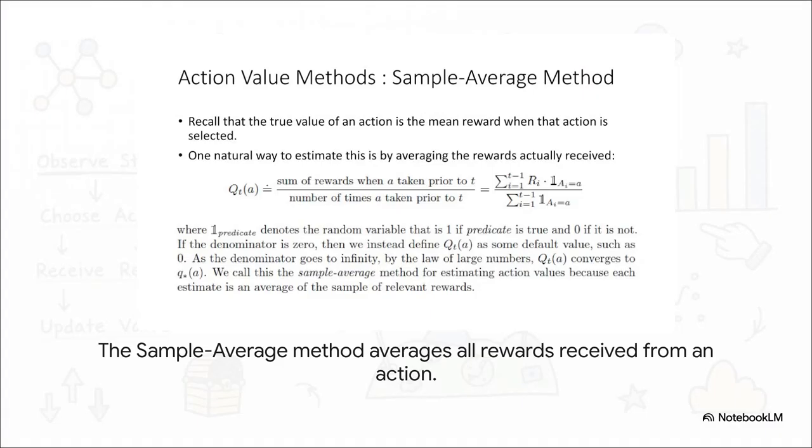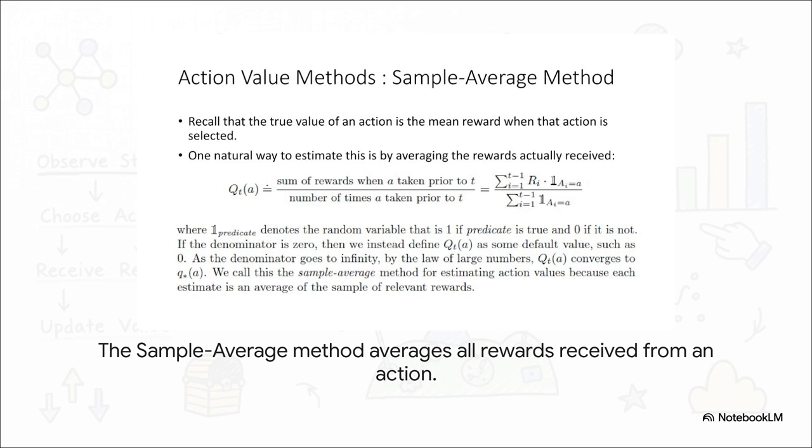So how do we actually calculate this thing? Well, the simplest way is called the sample average method. Now, don't let the formula on the slide intimidate you. It's way simpler than it looks. On the left, that Q_t(a), just think of that as our best guess for the value of a certain action a. The Q is just what we use in this field. So how do we get it?